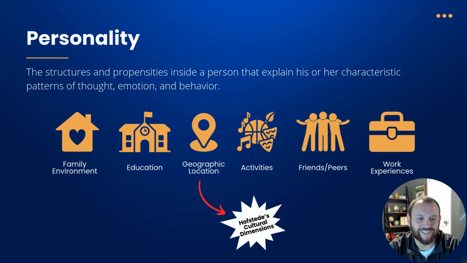Then we look at friends and peers, right? A lot of times, people's friends and people that they hang out with can really affect someone's personality over time. So that's something to look at as well. And then the last piece that's mentioned in the book is work experience, right? What kind of industries have you worked in?